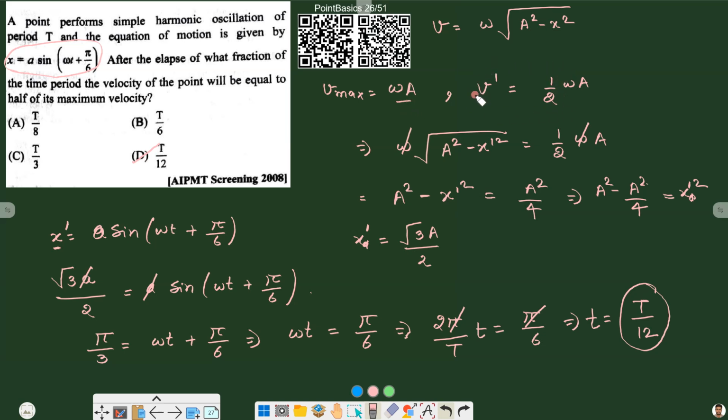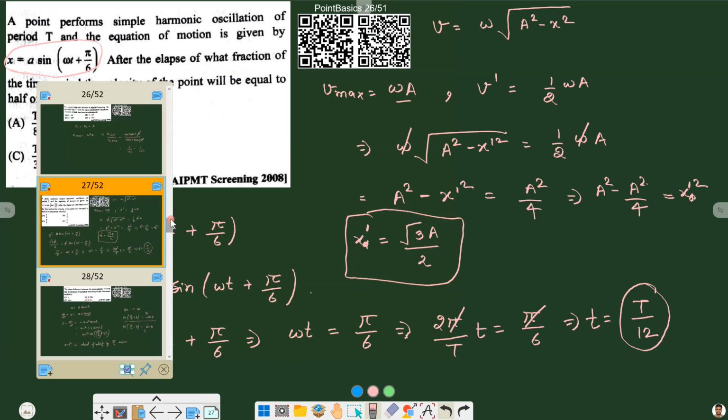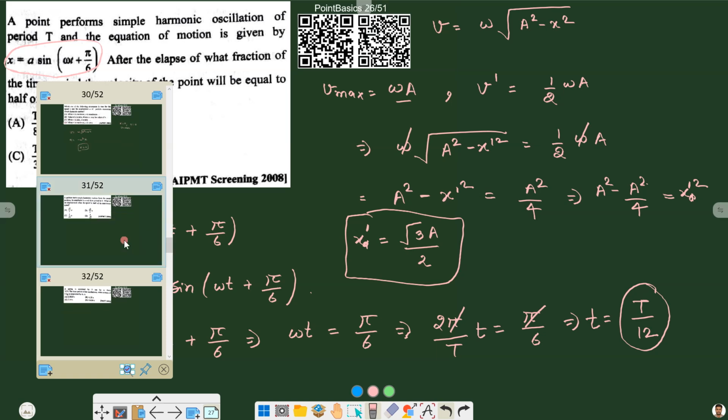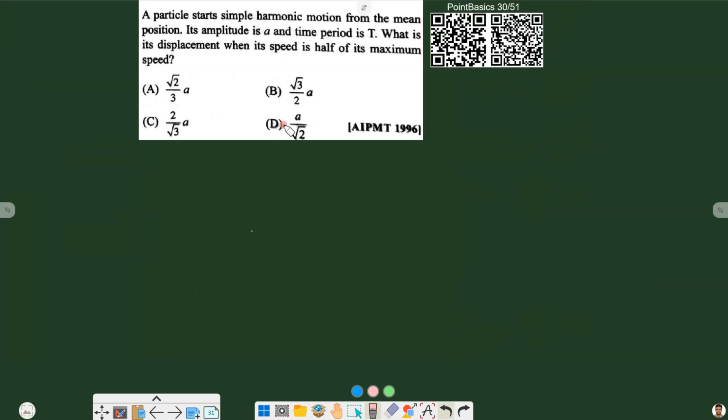We consider some point where velocity is half of maximum velocity, and when we solve we find the value of displacement is equal to root 3 times amplitude divided by 2, and that is the answer. Here it is root 3 by 2 times the amplitude, so option B is the right answer.